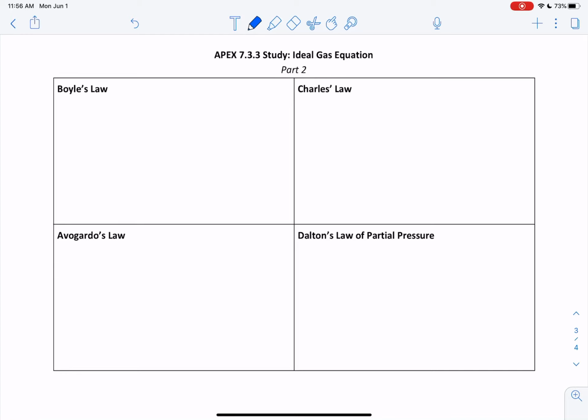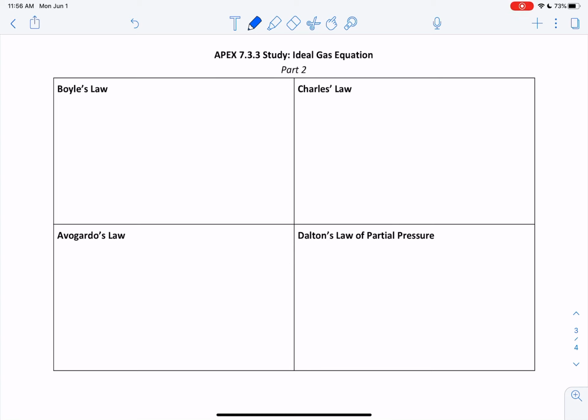Everybody, in this video I'm going to go over Apex section 7.3.3 study, which goes over the ideal gas equation. This is the part 2 video, so if you missed the part 1 video, then I want you to pause and go back and watch that before watching this one so you can understand a little bit better.